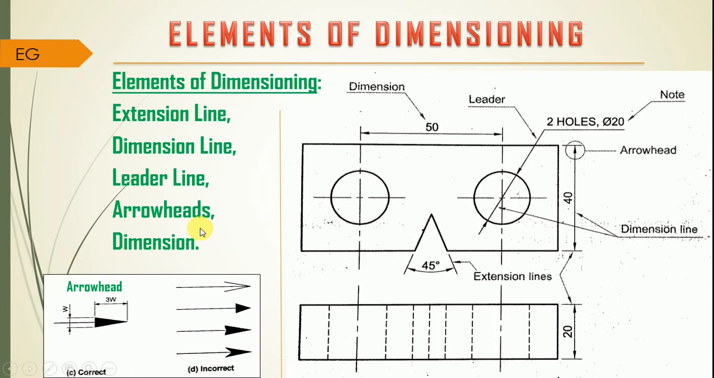Another important element is the arrowhead. To show the dimension of an object, we first draw extension lines, then the dimension line, and then the next part comes: we have to show the arrowheads. While showing the arrowheads, remember that your arrowhead should not look like this, or like this, or like this. All these different types of arrowheads are incorrect.